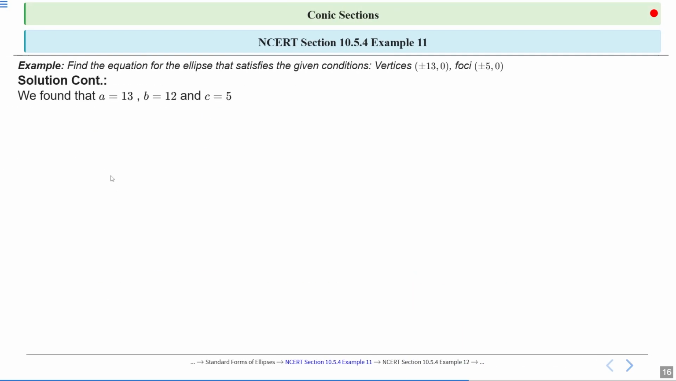So we found that a is 13, b is 12, and c is 5. Okay, so now easily we can find the equation of the ellipse. So a square is 13 square, which is 169, and b square is 144.